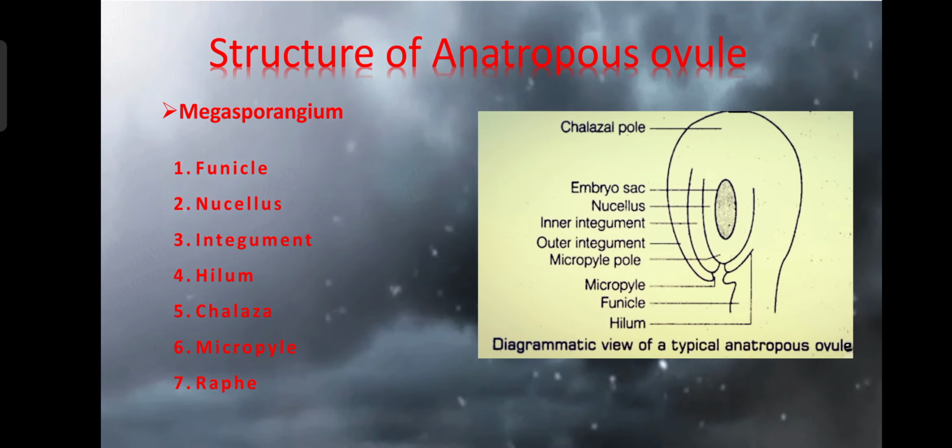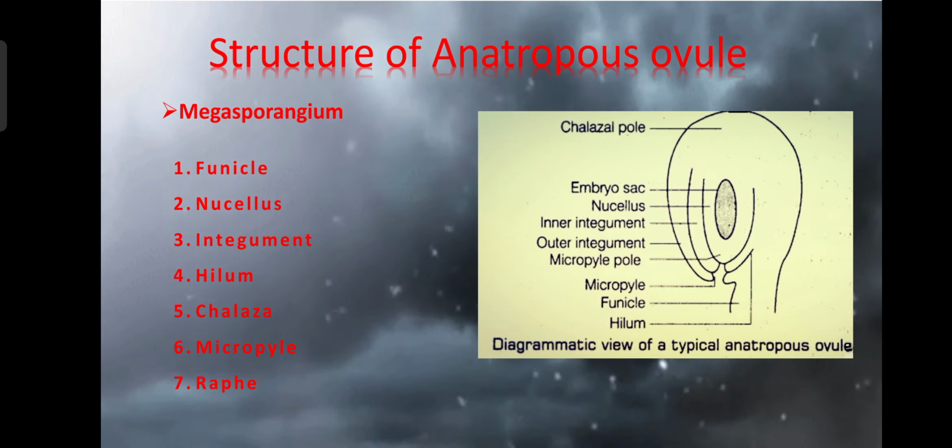The last is called the embryo sac. So embryo sac is found in the center of the nucellus. This embryo sac can also be called the female gametophyte. The embryo sac is usually found towards the micropyle end of the ovule.